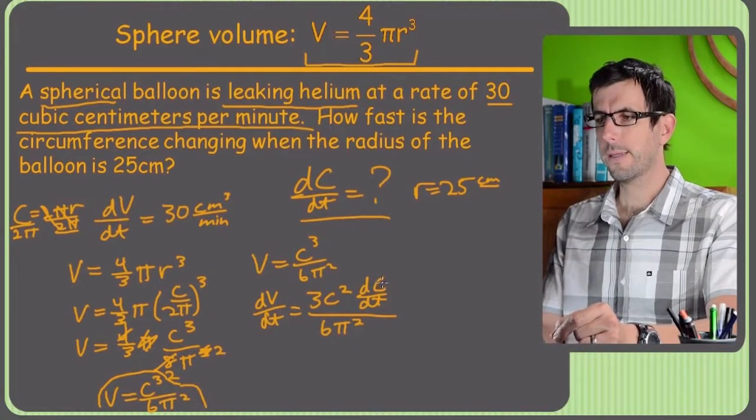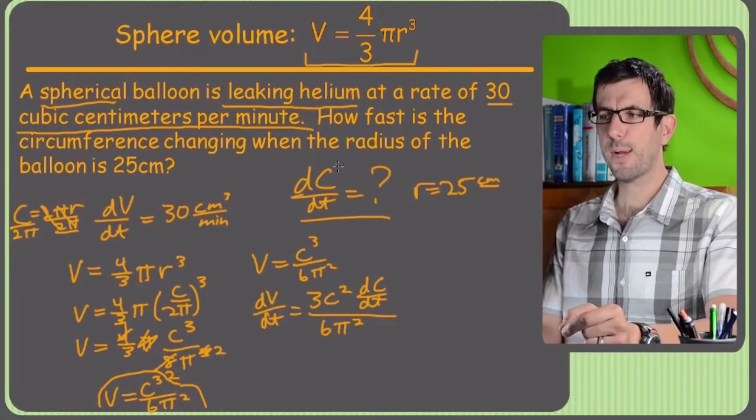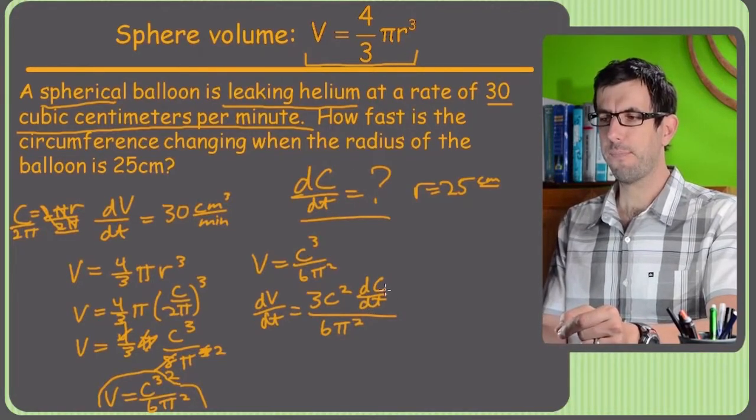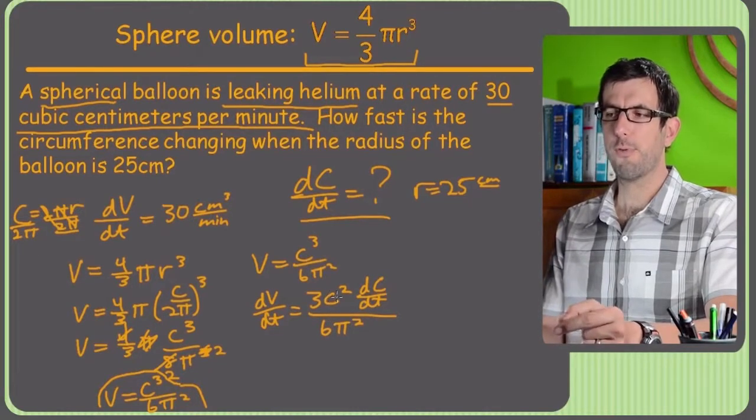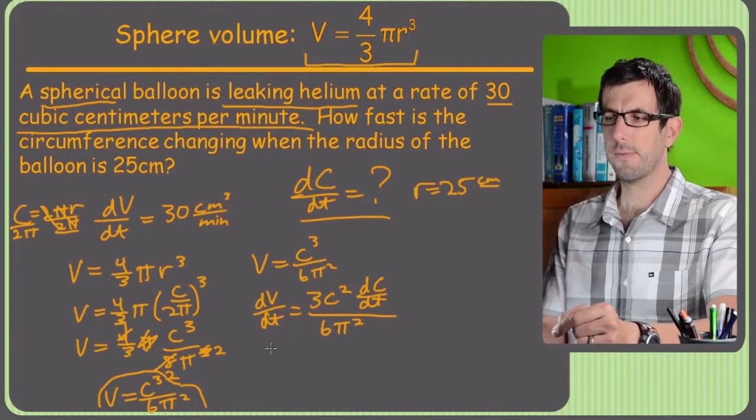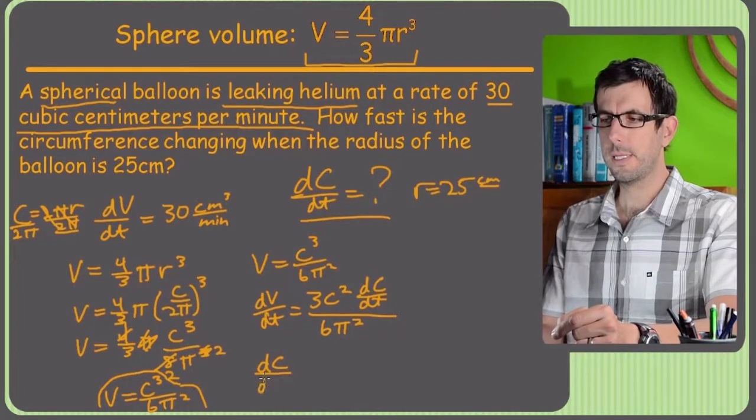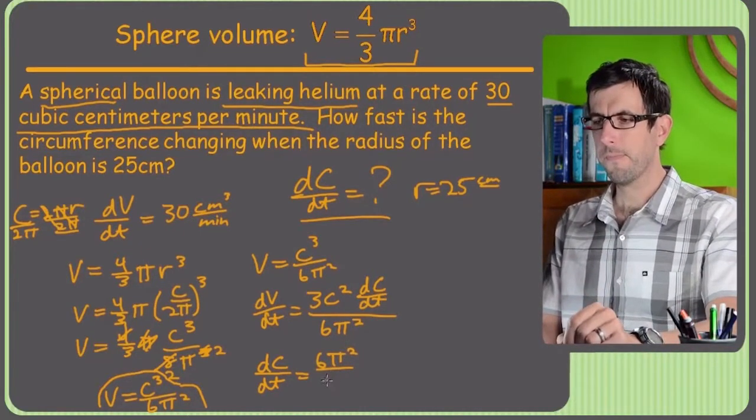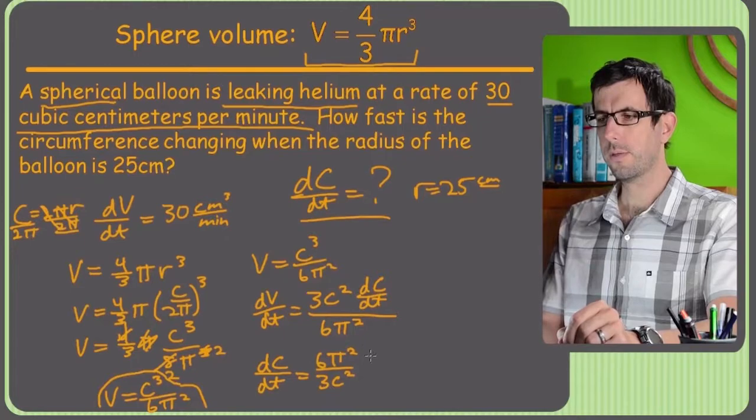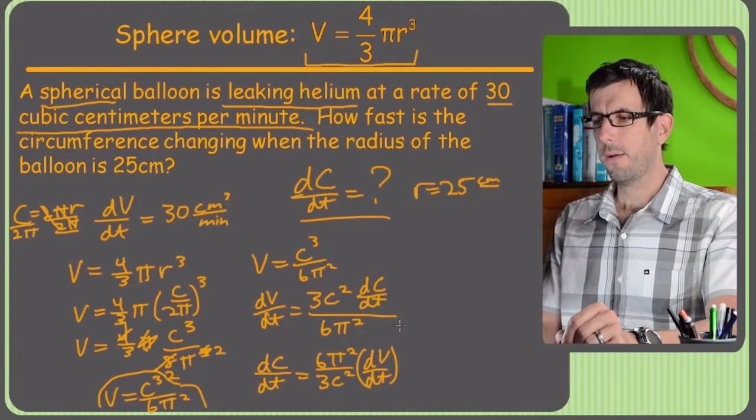Alright, that would be wonderful, except I'm trying to solve for dc/dt, right? So I've got to get dc/dt by itself. So what I'm going to do is just multiply both sides by 6 pi squared over 3c squared to get rid of it. So dc/dt equals 6 pi squared, just the reciprocal, over 3c squared times dv/dt. Whew.